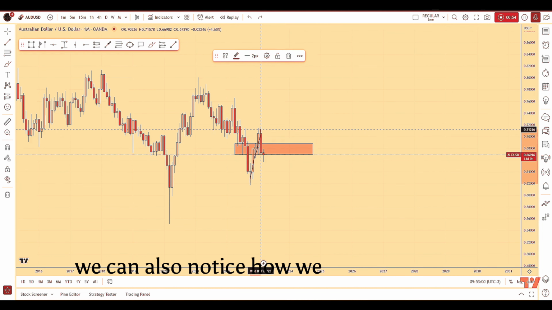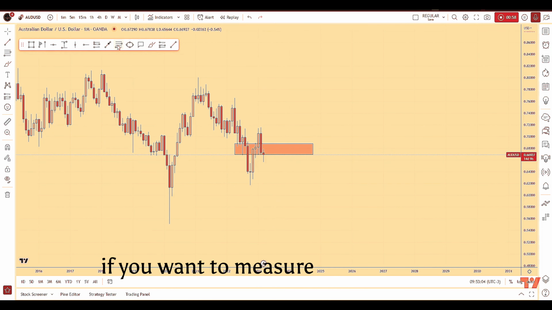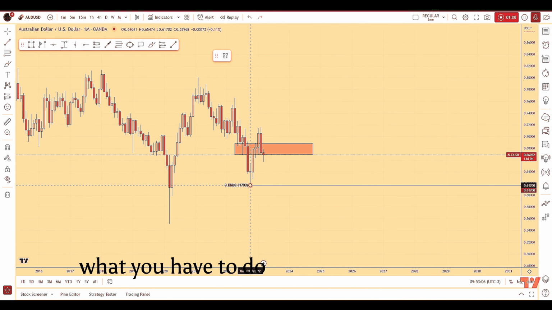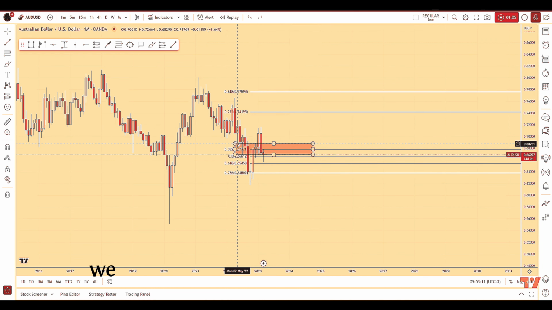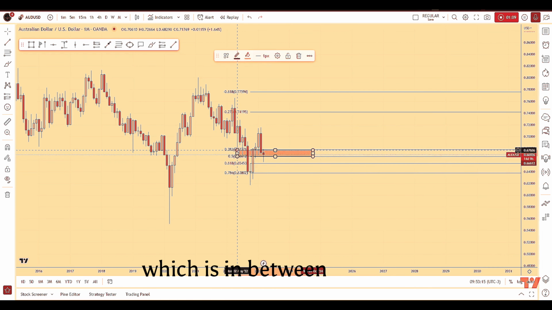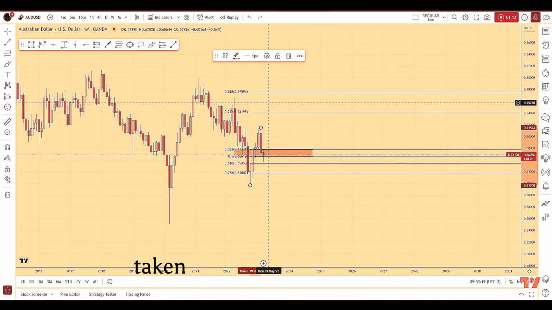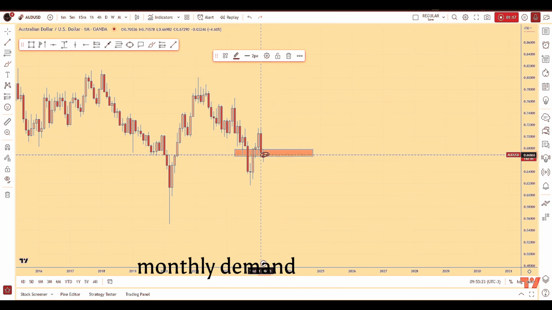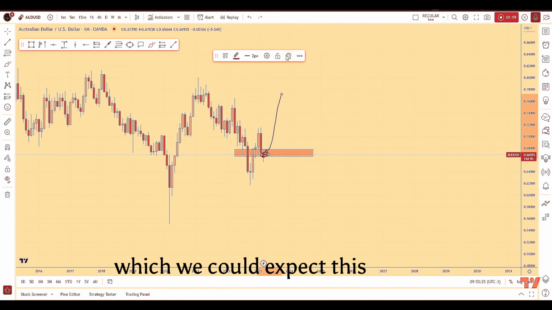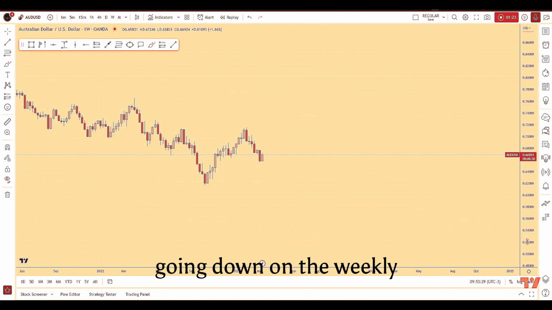We can also notice how we had the impulse and the correction, and in general, after an impulse, if you want to measure the correction, what you have to do is take your Fibonacci from the low to the high of the impulse. And if we do that, we can see how we have a market which at the moment is testing that zone, which is in between the 0.32 and 50% of the Fibonacci taken on this monthly impulse, which is a quite strong level of monthly demand and support, which we could expect this market to potentially reject to the upside. Going down on the weekly, what do we have?